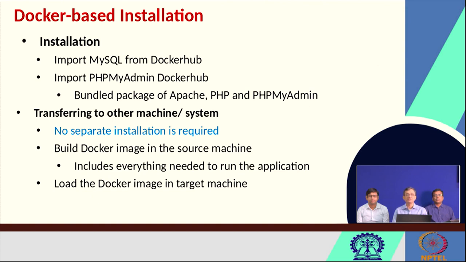Build a Docker image at the source, which includes everything needed to run the application along with all the dependencies. Load the Docker image on the target or destination machine and it starts running. That is the bottom line of the things, right, or what we say is the ease of running applications using Docker.